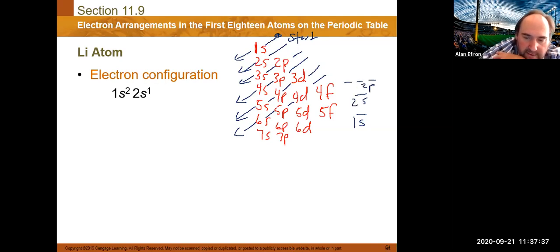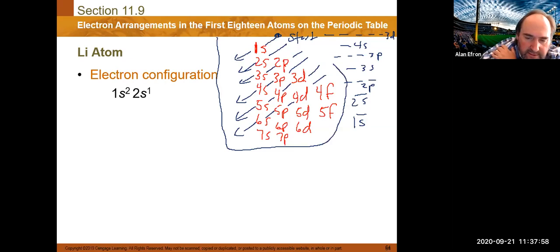After the 2p, we have the 3s. After the 3s, we have our 3p, and then our 4s happens, and then our 3d happens in terms of the order. So again, electrons are just going to fill in that order. If you know this thing right here, or how to make it, which I just made really quickly, you can do that as well.